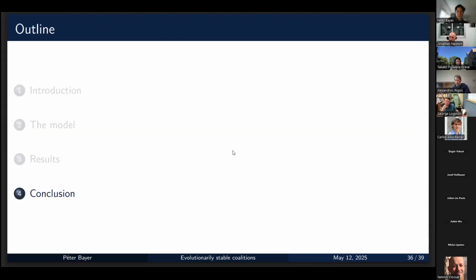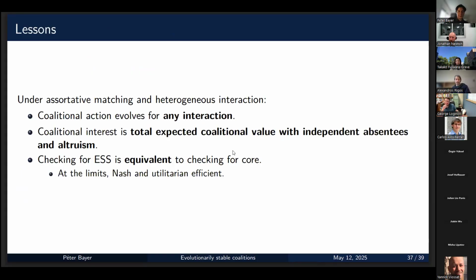Okay, and miraculously, I might finish on time. This is just recapping the results. So we have assortative matching and heterogeneous interaction. Coalitional action evolves for any game, for any U. Coalitional interest is now endogenously obtained as this total expected coalitional value with independent absentees and altruism. Okay, it's quite a mouthful. This is just referring to that monster equation that you've seen.